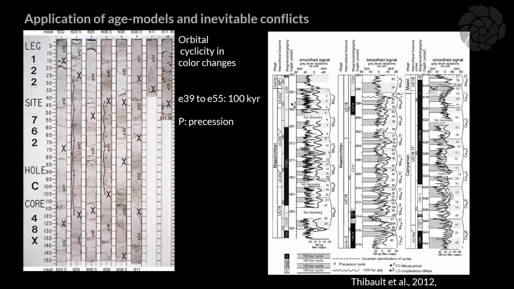In addition, the cores of this site present variations in color that we could relate to the clay content, as you can see on this picture here. And we were able to demonstrate that they correspond to precession and eccentricity cycles. So that means that the site is really well calibrated also with orbital cycles.